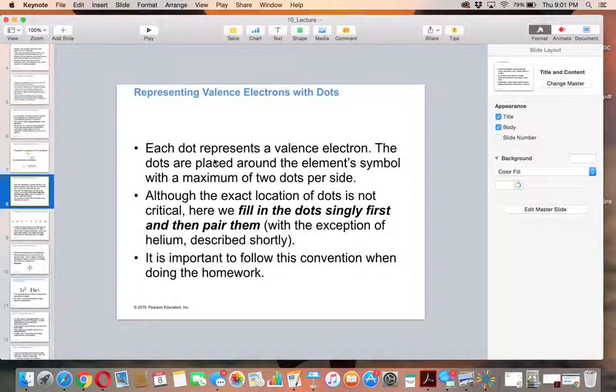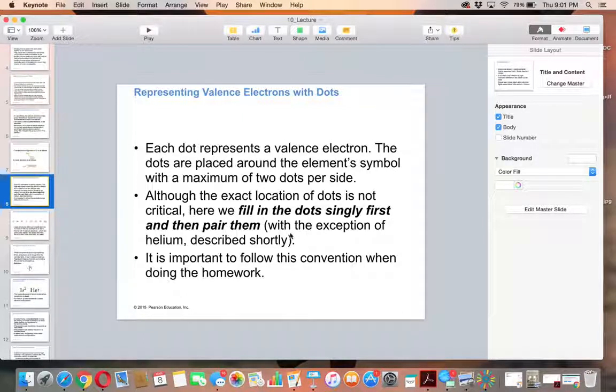Each dot represents a valence electron. Valence electrons are those on the outermost shell. They're the reactive ones, the ones that form ions, the ones that form bonds. We represent them as dots, but they're actually electrons. They also are not stationary. They're moving, but we represent them as stationary. And although the exact location of dots is not critical, we do them singly first, again, just like Hund's rule.